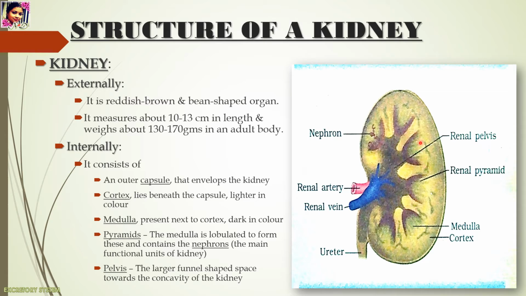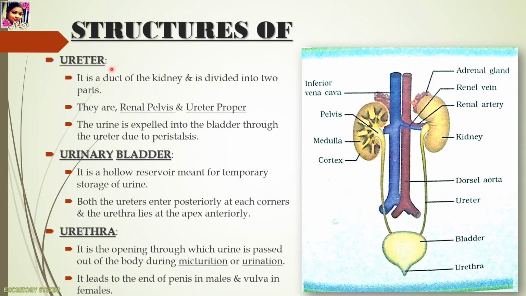Next to the cortex lies the medulla, which is dark in color. Inside the medulla, we will find some pyramidal structures. These pyramidal structures contain the nephrons, the main functional units of the kidney, where urine is formed. The pelvis is the funnel-shaped space towards the concavity of the kidney, which collects the urine that is formed in the nephrons.